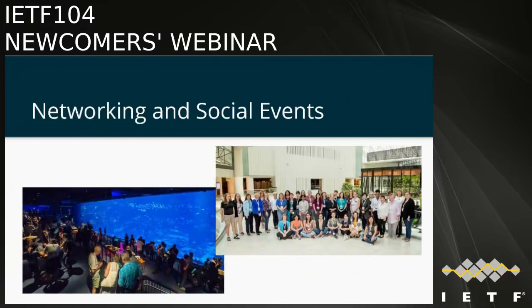Networking and social events. There is no social event this year. The one on the left is from the meeting in Singapore. We met at the National Aquarium in front of huge fish tanks.